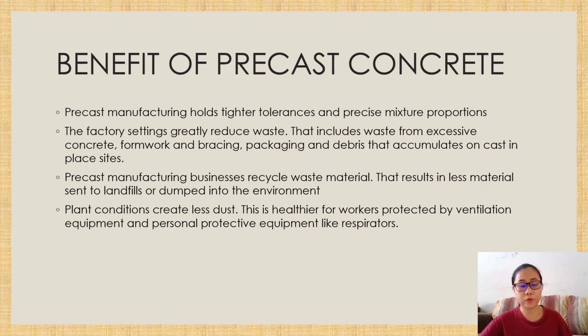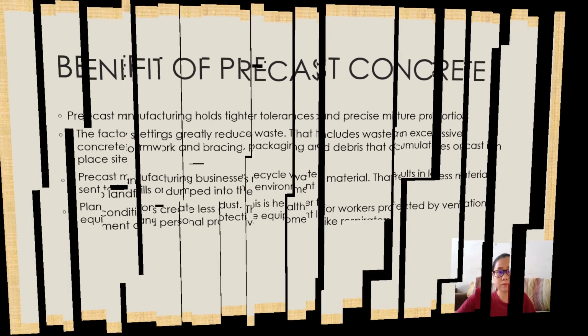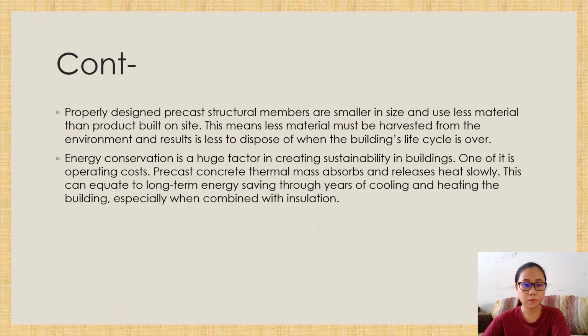Plant conditions create less dust. This is healthier for the workers, who are protected by ventilation equipment and personal protective equipment like respirators. Properly designed precast structural members are smaller in size and use less material than structures built on site. This means less material must be harvested from the environment and results in less to dispose of when the building's life cycle is over. Energy conservation is a huge factor in creating sustainability in building.